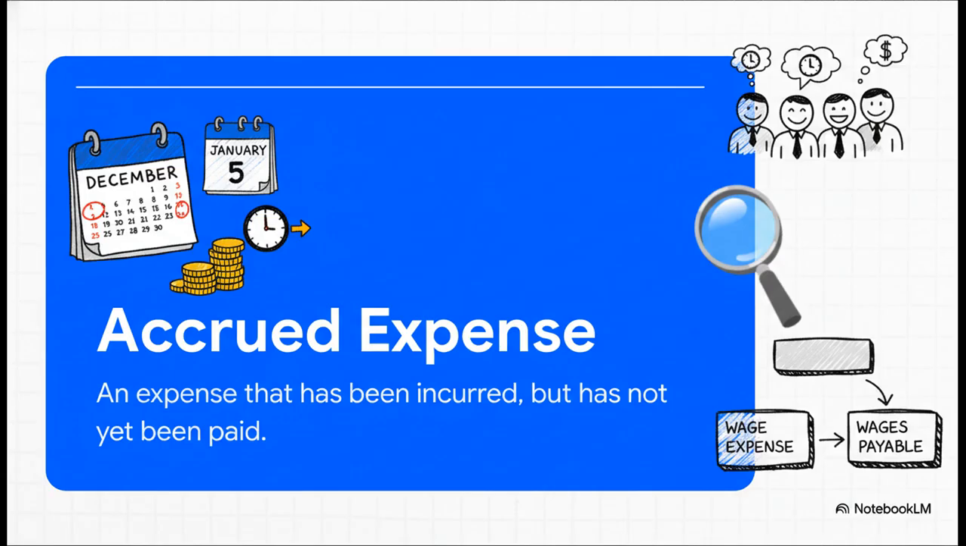If your team works the last week of December, their labor helped generate December sales. So that wage expense has to be recorded in December, even if you don't actually cut the paychecks until January. And to do that, we make an adjusting journal entry. We debit wage expense and we credit a liability, something like wages payable.